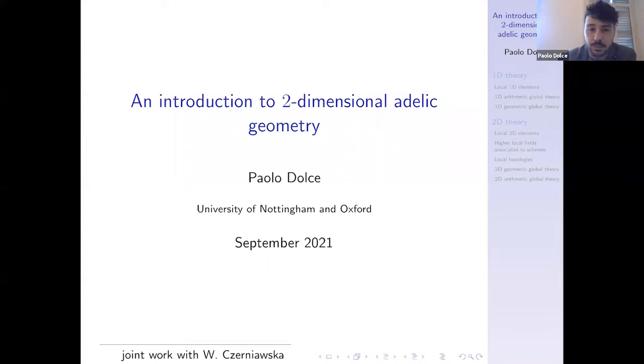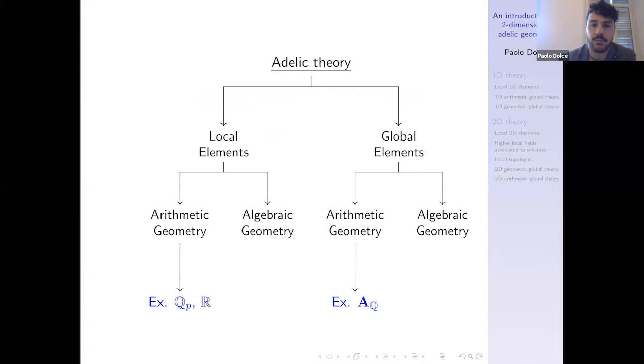Okay, so I think that we can go to the first slide. So the first slide is very general, and it is just to explain to you the idea behind this talk. So adelic theory is divided into local elements and global elements. And then you can see that the theory separates in arithmetic geometry and algebraic geometry. But I want to present adeles like a unifying theory.